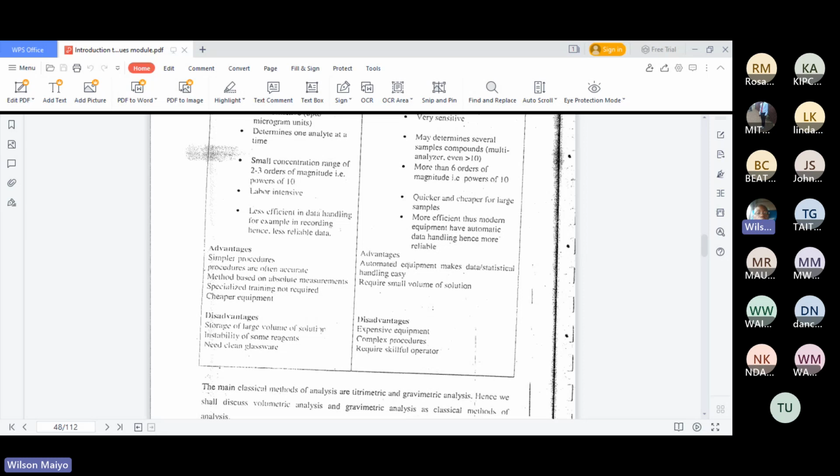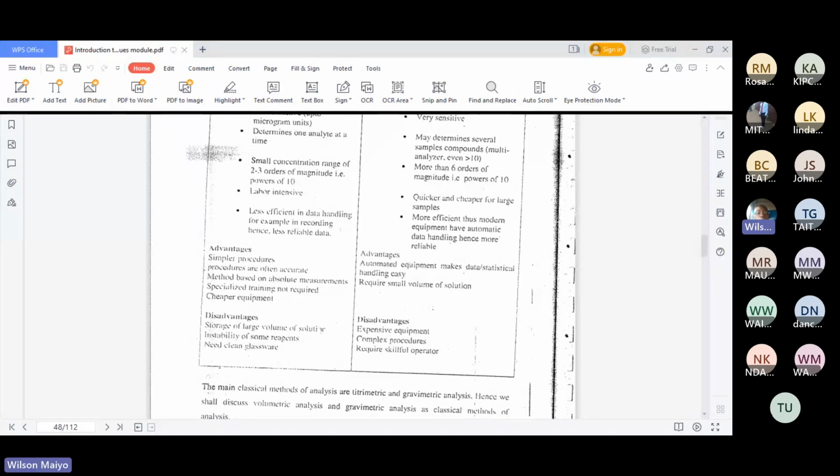So I was saying that the disadvantages of instrumental is that, one, they're generally expensive equipment. Majority of the labs can't afford to have them, except in very serious labs like Cambridge and so on, because of the cost implication. They are in millions. So unlike classical instruments, you find that those are relatively cheaper.